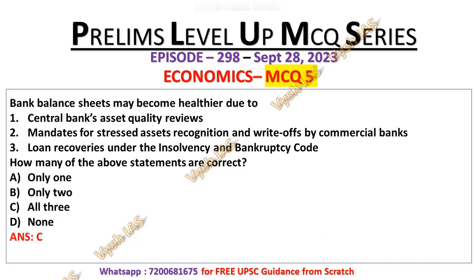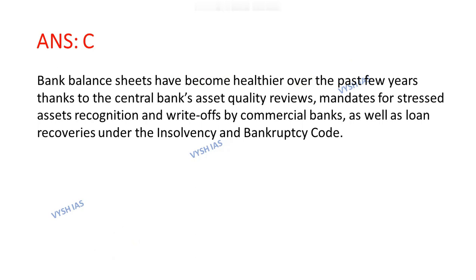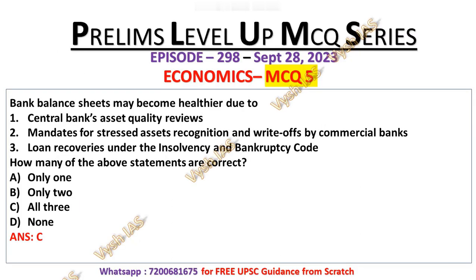So its correct answer will be option number C, that is all three statements are correct. Bank balance sheets have become healthier over the past few years thanks to the central bank's asset quality review, mandates for stressed asset recognition and write-off by commercial bank, as well as the loan recoveries under the insolvency and bankruptcy code. So all the above three statements are correct. So you can make good notes regarding that.